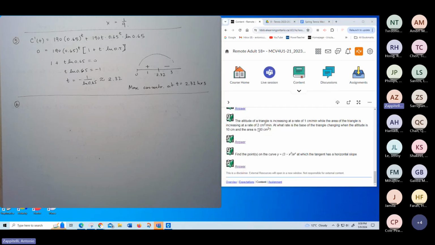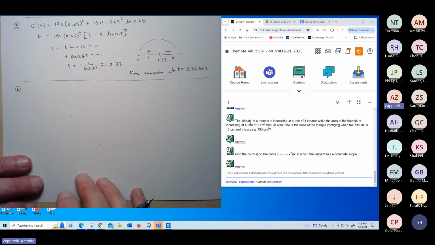So what were we doing here? Oh, the altitude of a triangle is increasing at a rate of blah, blah, blah, while the area is increasing at 2 centimeters squared per minute. At what rate is the base changing when the altitude is 10 and the area is 100 centimeters squared? Oh, I'm surprised. I didn't know you folks did these types of questions in this course.